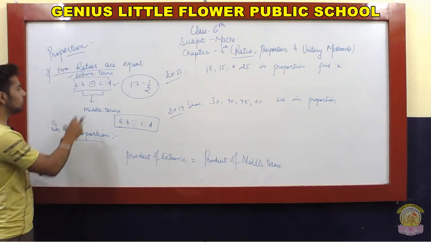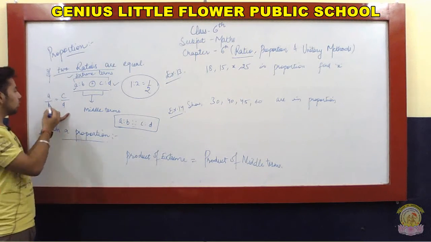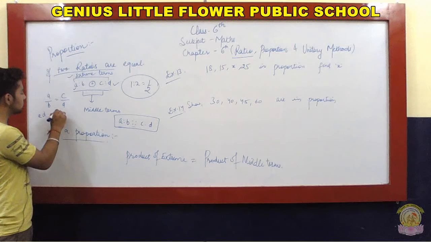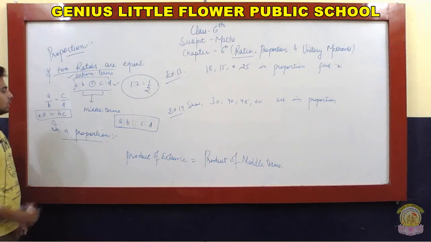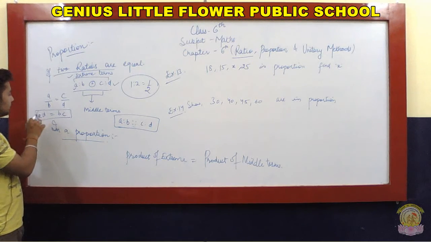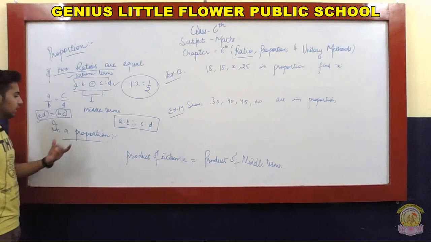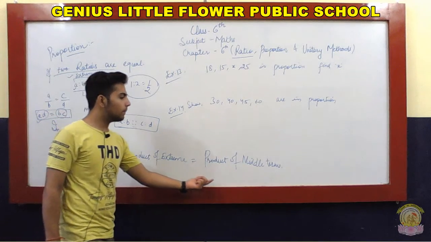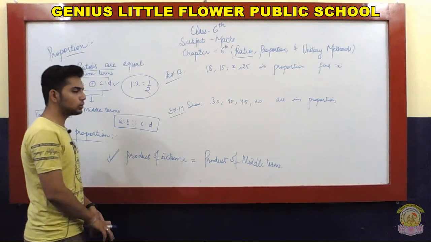Now from this we can derive A by B is equal to C by D. Everyone knows how to cross multiply this, so we will have AD is equal to BC, right? Because we are cross multiplying. If you observe, these two are the extreme terms and these two are the middle terms. So in a proportion we have the result that the product of extremes is equal to the product of middle terms, right? We are going to use this result in proportion everywhere.